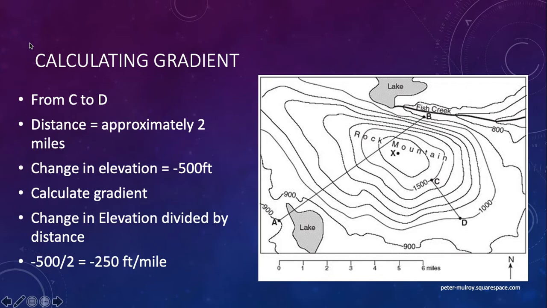So on this map, from C to D, the distance is approximately 2 miles. And the change in elevation is negative 500 feet. If you're going from C to D, you're going from 1500 to 1000, so that's minus 500 feet. To calculate the gradient, you divide the change in elevation by the distance, so that's minus 500 divided by 2, and you get negative 250 feet per mile.